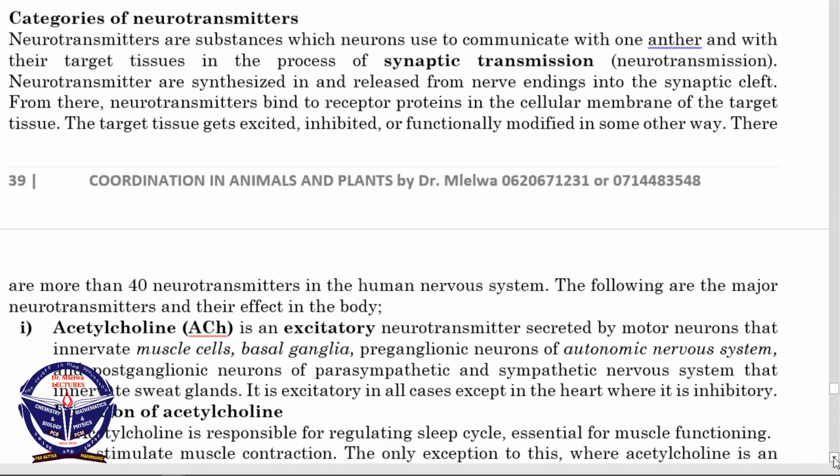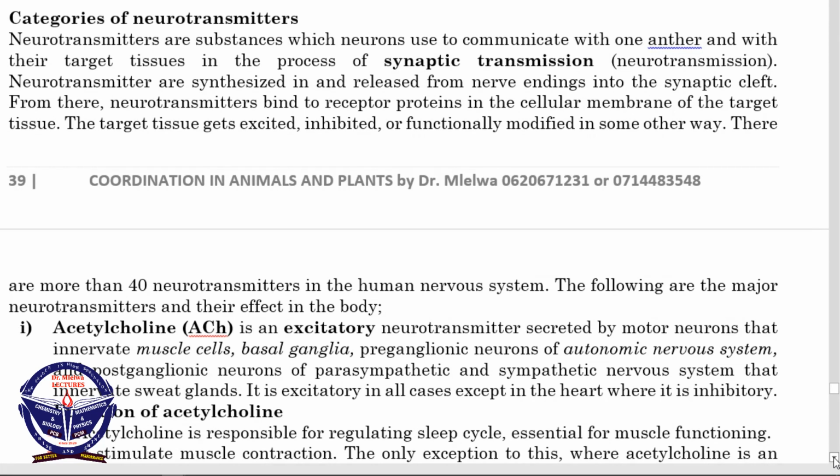So, in the previous session, we discussed the functions of the synapse, and we discussed many details. If you didn't view the session, it's better for you to visit and view it. In this session, I will be discussing a little about the categories of neurotransmitters.